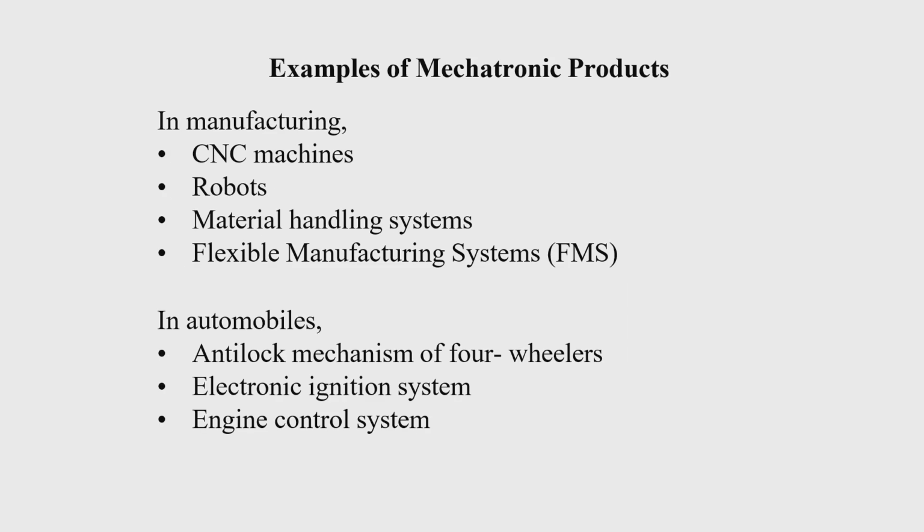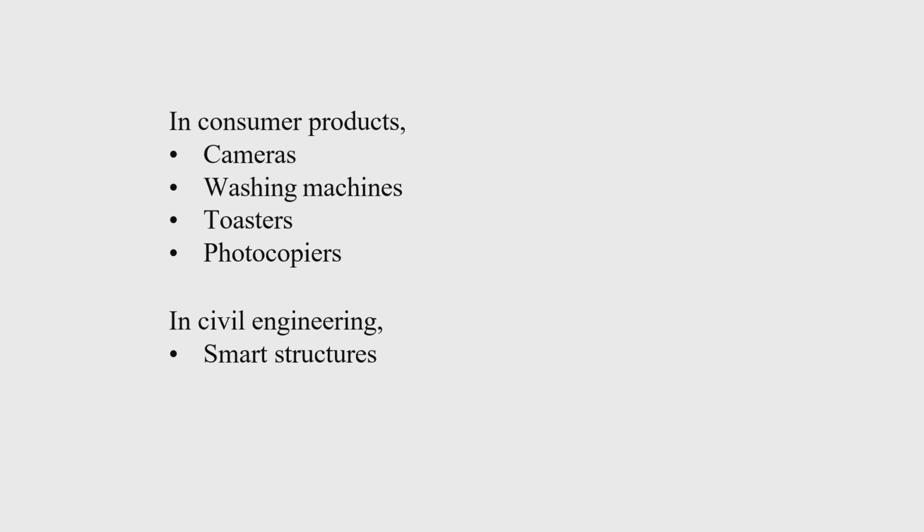Examples of mechatronic products are of course CNC machines, computer numerical control machines, robots, material handling systems, and flexible manufacturing systems. In automobiles we have the anti-lock braking system of four-wheelers, electronic ignition system, and engine control system. Nowadays a lot of electronics has come into our automobiles also, and in aircraft etc. you know that control is being done by electronic systems. So there are a lot of applications.